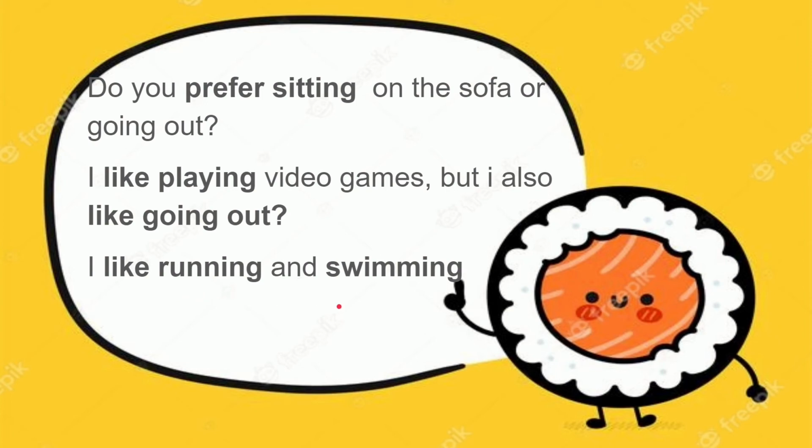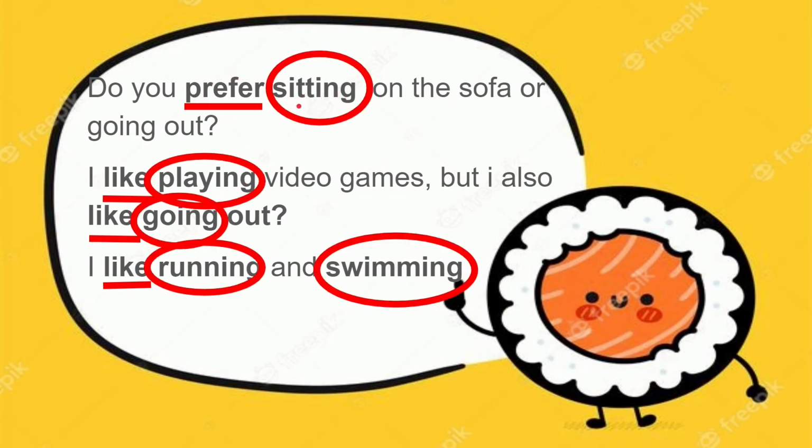Okay, what is similar over here? You look at these words. We have prefer, like. Okay, so what are these? They mean your interest, right? Whether you like it or you don't like it. That's the word of interest. Then, after these words, prefer, like, and like, do you notice that after these words it is verb with ing? See, we have prefer sitting, like playing, like going, like running, or like swimming. After these words, we add ing to the verb. Alright?